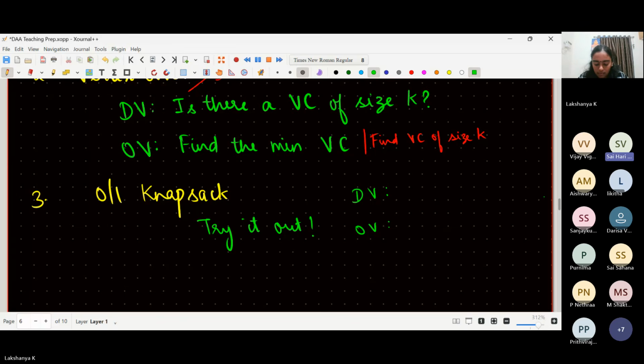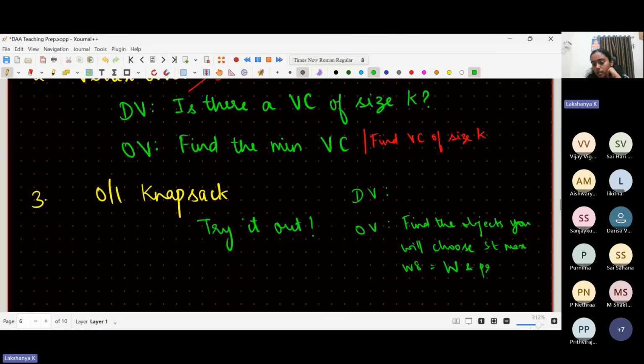Optimization might be finding the weights, like find how you can put the weights to get the max profit, given the limit. Right, yeah. So find the objects you will select, the objects you will put in the knapsack basically, such that this is the maximum weight and you maximize the profit, right? Yeah. Maximum weight is equal to, let's say, some W, and profit is maximized. Very good. And the decision version is?